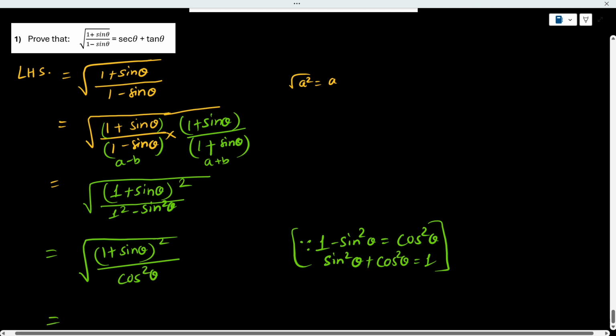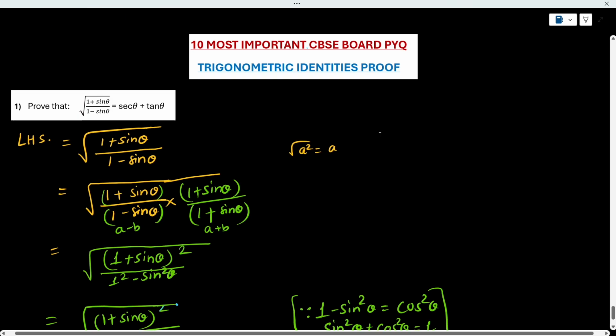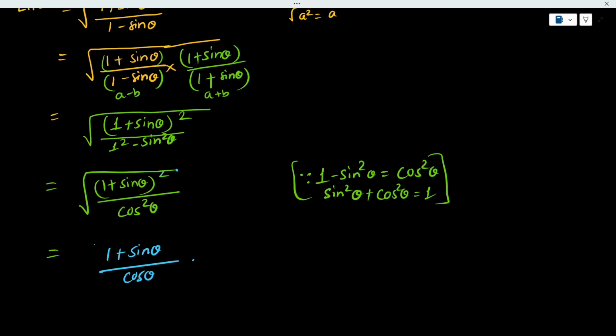Now numerator and denominator are both in perfect square form, so I can take them as one term, and we get 1 plus sine theta by cos theta. The square root is nothing but the power 1 by 2, so it gets cancelled. But on the right hand side, I need the term sec theta plus tan theta. So after this, I can separate the denominator: 1 by cos theta plus sine theta by cos theta.